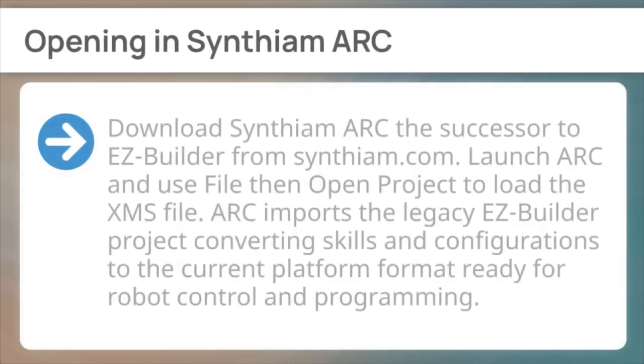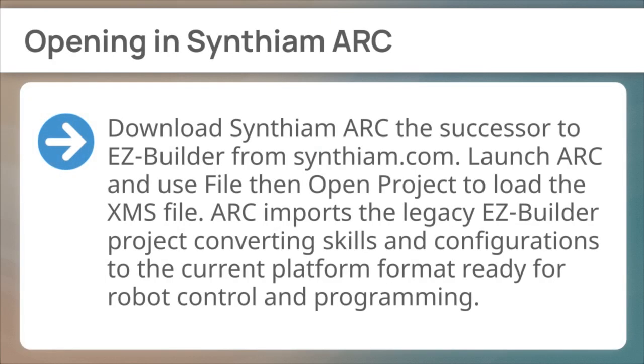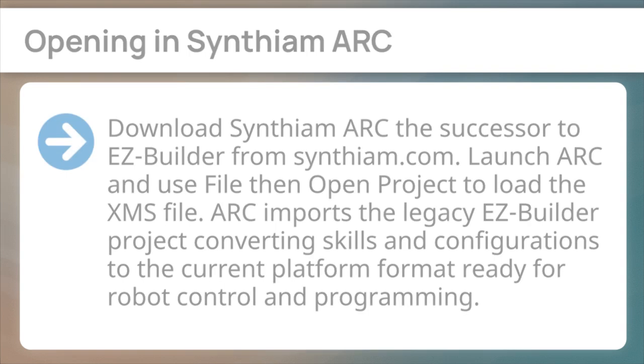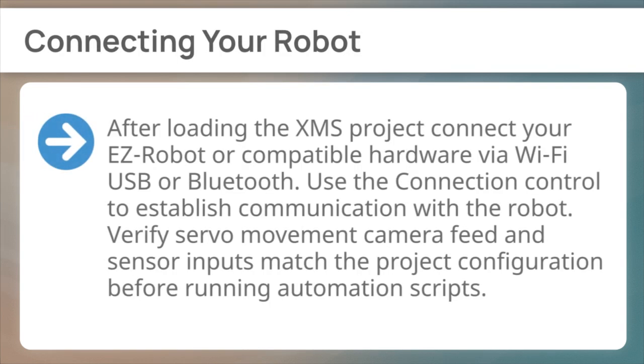First, opening in Synthiam ARC. Download Synthiam ARC, the successor to EasyBuilder, from synthiam.com. Launch ARC and use File then Open Project to load the XMS file. ARC imports the legacy EasyBuilder project, converting skills and configurations to the current platform format, ready for robot control and programming.